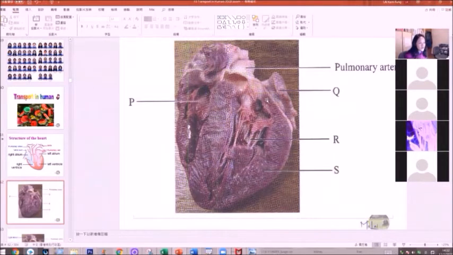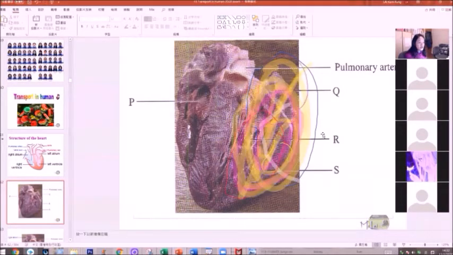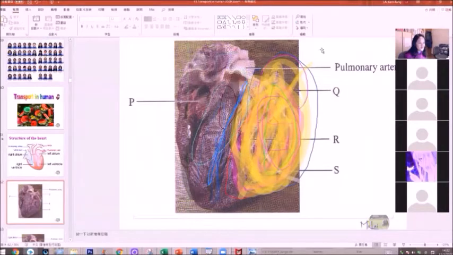Can you highlight which part is the left side of the heart? Use your pen to highlight the left side of the heart. So this side is the left side. This side, the left side. And then where is the septum? A septum is a piece of muscle separating the left side and the right side. So this is the septum.